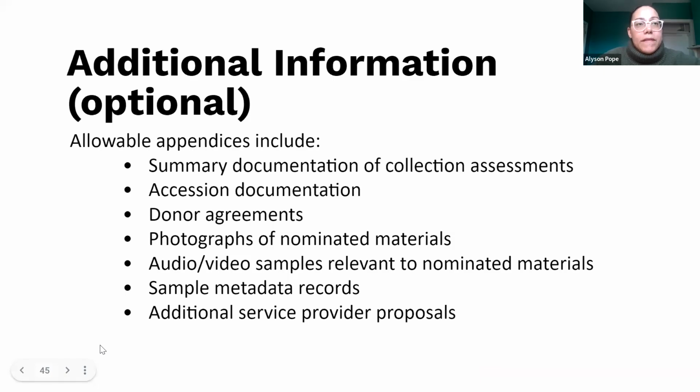The final component of the application is an optional additional information section where you can upload appendices. Keep in mind that you should use this judiciously and only include additional information that clearly and directly supports your main proposal. Reviewers will prioritize the main application form and required components and will be unlikely to do more than skim additional documents that are especially lengthy or tangential to the proposal.